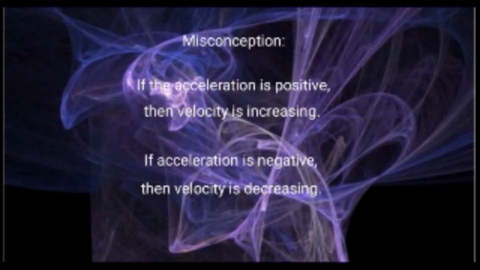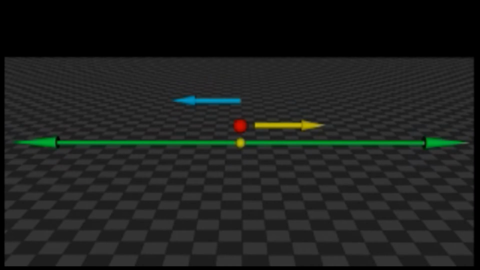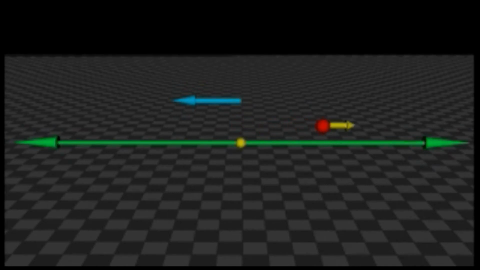So, if the acceleration of an object is negative, it doesn't mean that the object's velocity is decreasing. If the signs of the velocity and acceleration are the same in a particular direction, then the velocity is increasing. And if the signs of velocity and acceleration are different, then the velocity is reducing.